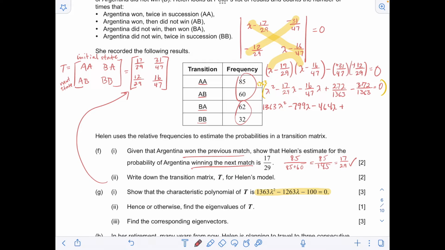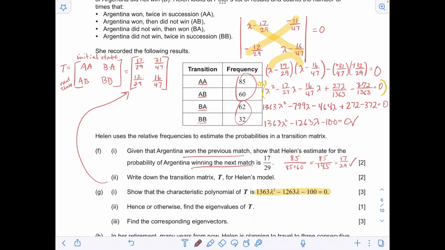And then plus 272 minus 372 equals 0. And when I combine all those like terms, I have 1363 lambda squared minus 1263 lambda minus 100 equals 0. So just a lot of details to pay attention to there, but really we can deal with a lot of it by just multiplying by a common denominator, and we have achieved what we wanted.